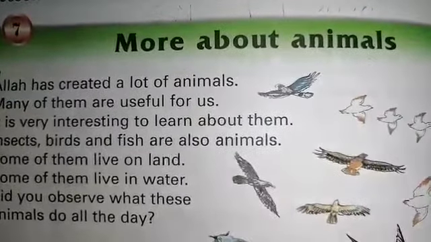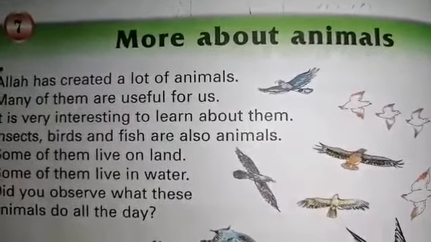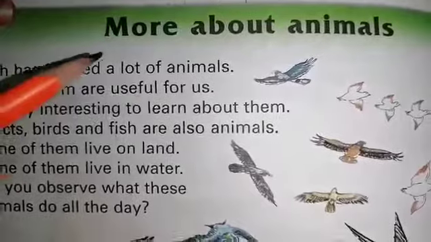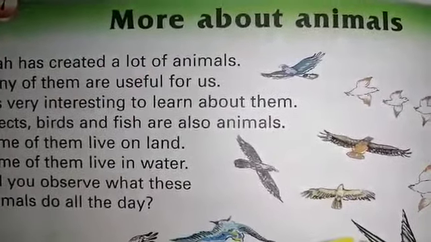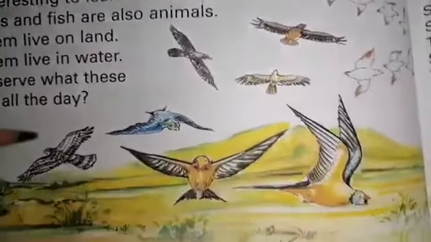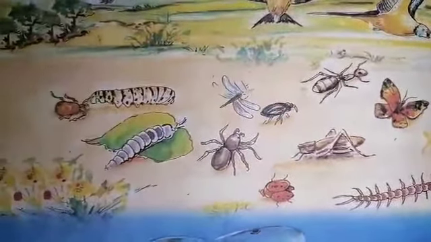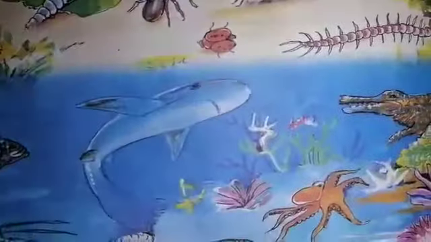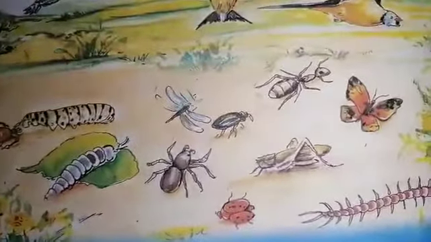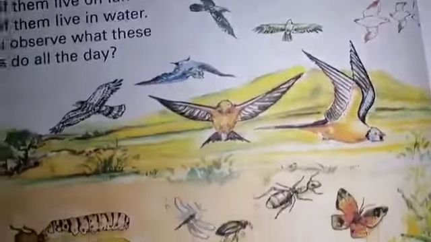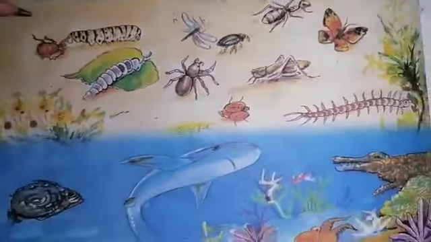Lesson number 7, page number 34, and the chapter name is More About Animals. So in this chapter we will discuss different types of animals. Here you can see different types of animals. Some are small, some are big, some live in water, some live on land, and some fly in the sky.